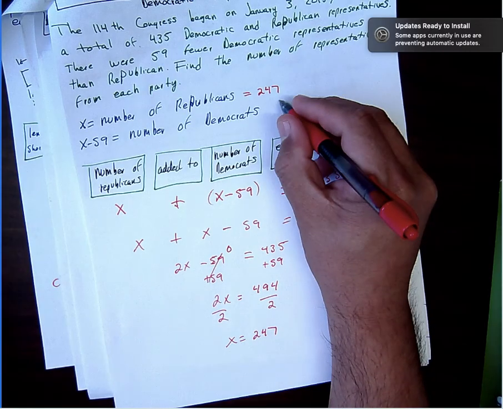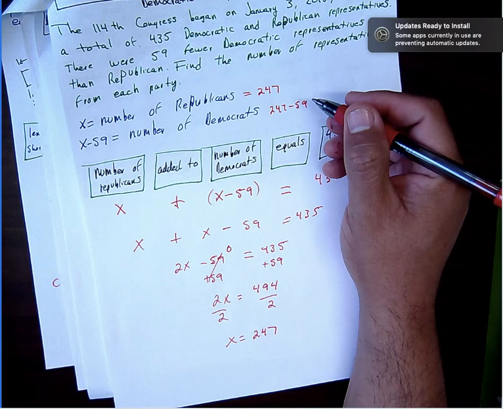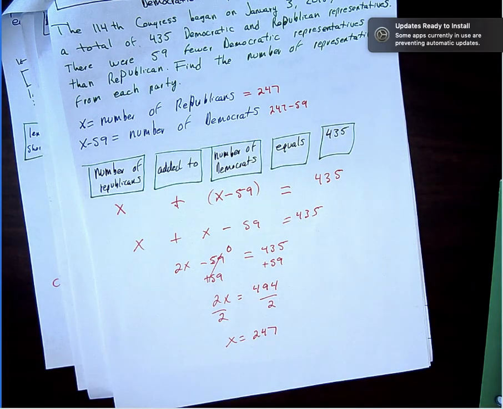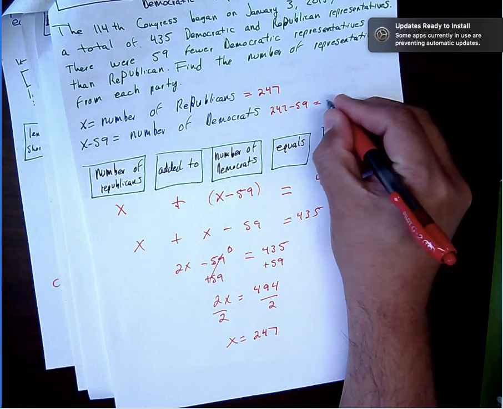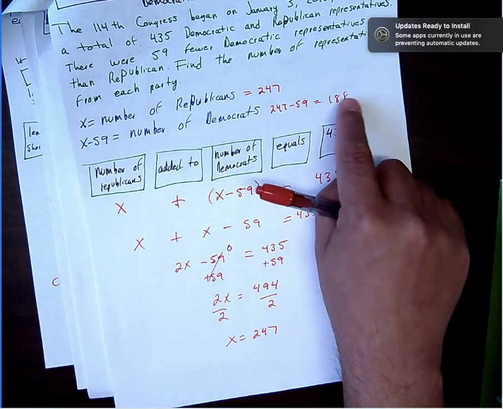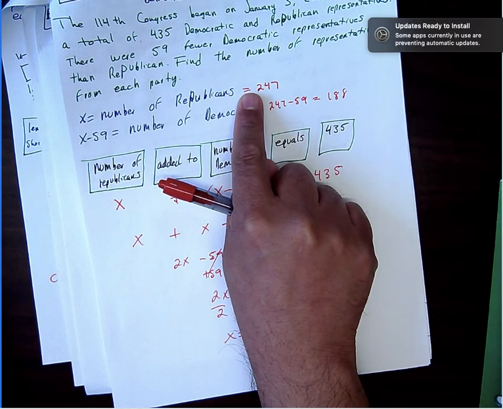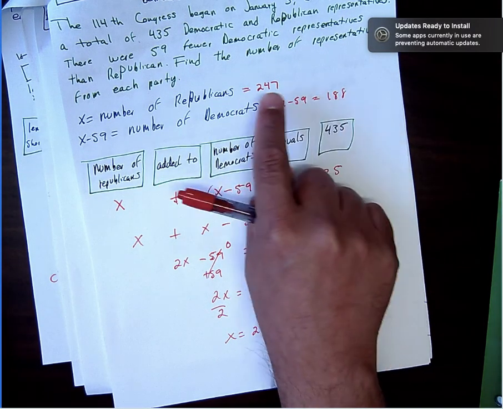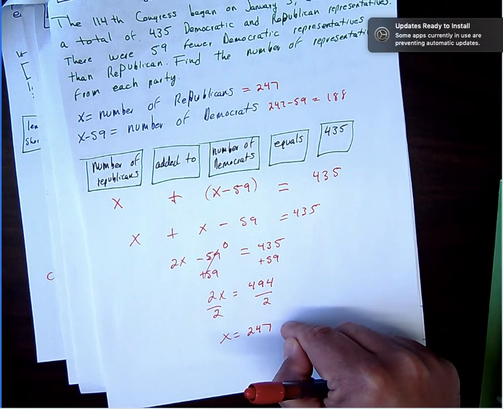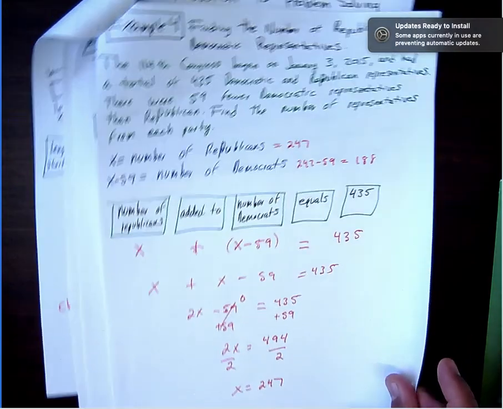And if you take away 59, it should give us, let me see, does it tell us here, 188. 188 Democrats. If you add these two, they equal the 435. So this is 300, 380, 420, 427, 435. So they do check, this number checks. And that's how you do these ones.